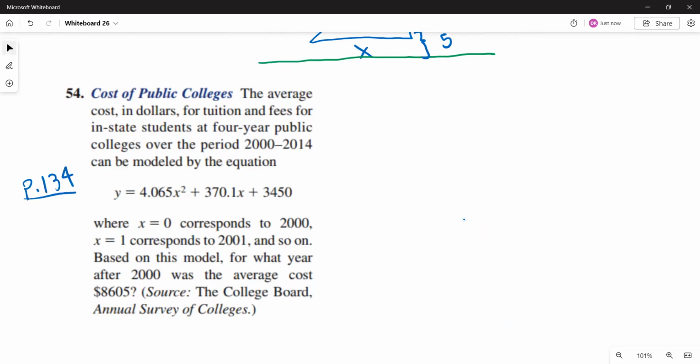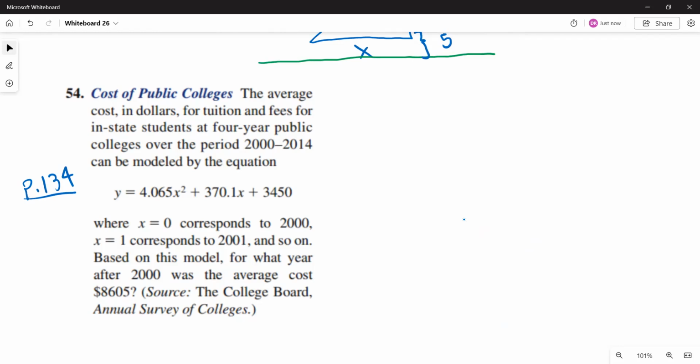By the way, this is not the situation of right now because that's a 4-year private college. But that's just an exercise. The average cost in dollars for tuition and fees for in-state students at 4-year public colleges over the period 2000 to 2014 can be modeled by the equation below, where x equals 0 corresponds to 2000, x equals 1 corresponds to 2001, and so on. Based on this model, for what year after 2000 was the average cost 8,605?